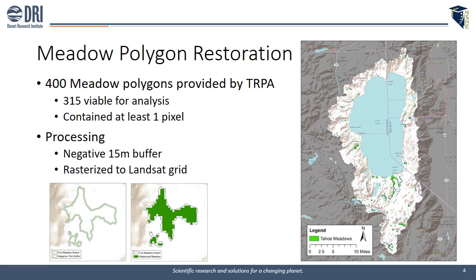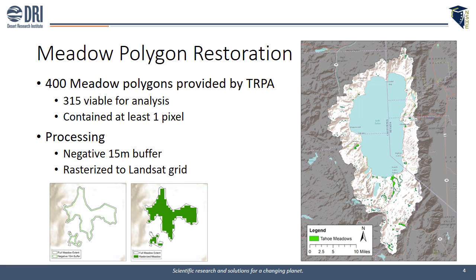So to do this remote sensing analysis, the first thing that we're going to do is define our meadows. So TRPA provided us with 400 meadow polygons. And what we did is then look at those polygons and figure out how many of them we could actually analyze using the Landsat data set. So we got 315 meadows that were viable for analysis.